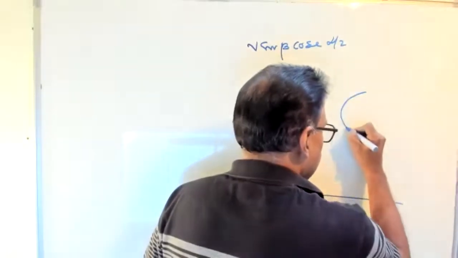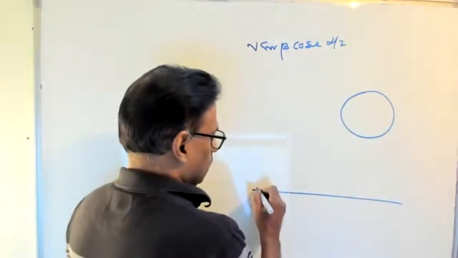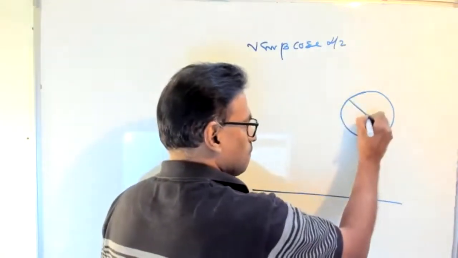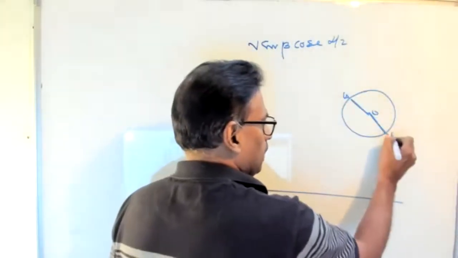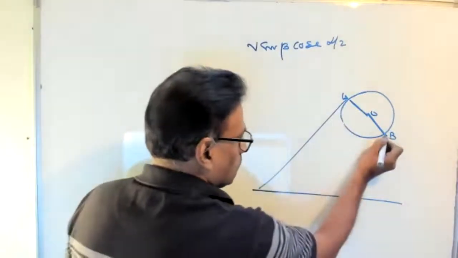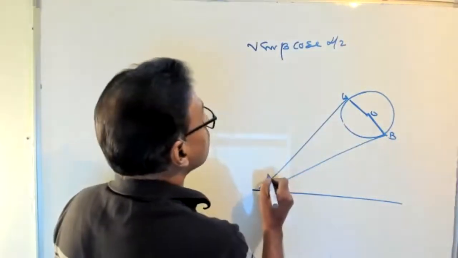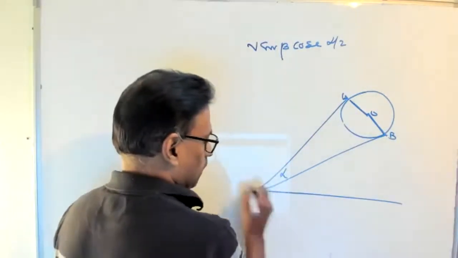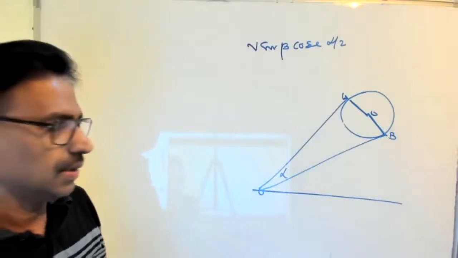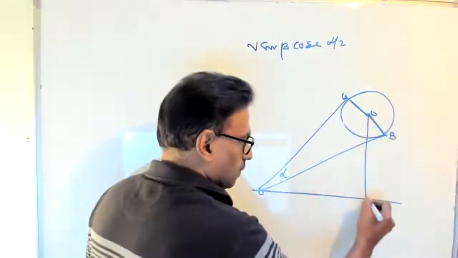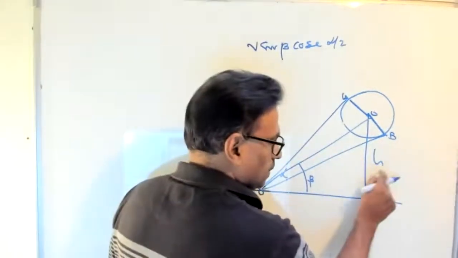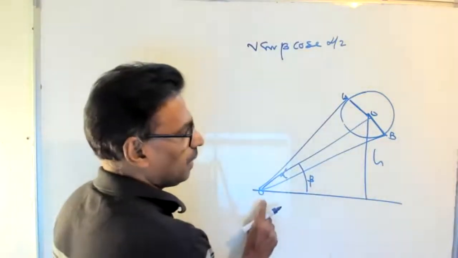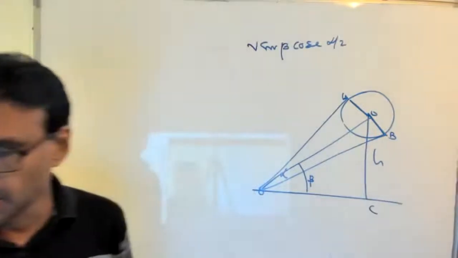Look, this is the ground. Here is the round balloon. Radius is r. This is the radius. O, A, B. Subtending angle, this angle is alpha. Then the angle of elevation to the center, this angle is beta. So this height you have to find out. O, A, B, C here. This is the figure.